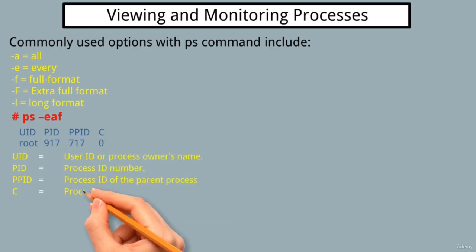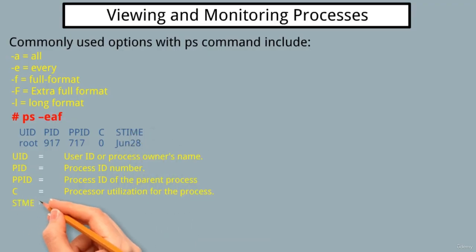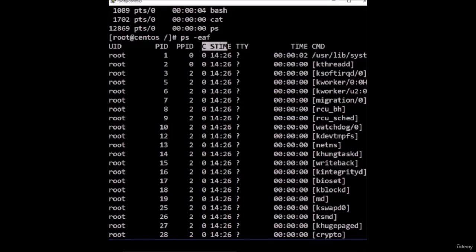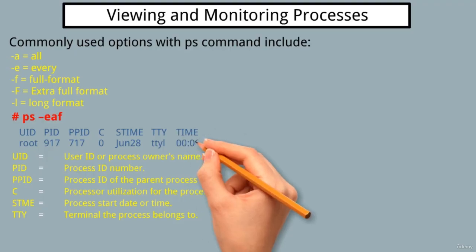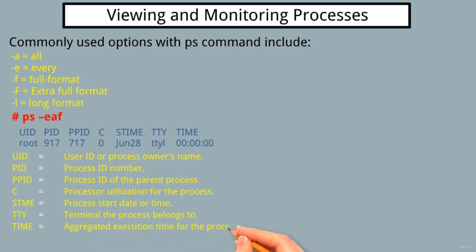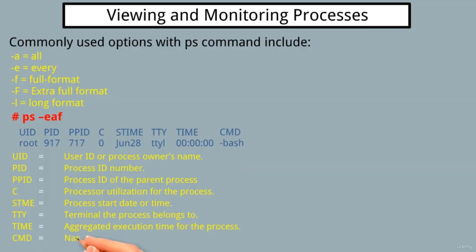C, which is the next column, stands for processor utilization for that particular process. STIME stands for process start date or time. So when was that process started? So if you see a process running a really long time and it's just not ending and it's not a system program, you can tell from here what's going on. TTY is the terminal the process belongs to. Time is the aggregated execution time for the process. So how much time the process has taken. CMD is the name of the command or the program that is running.